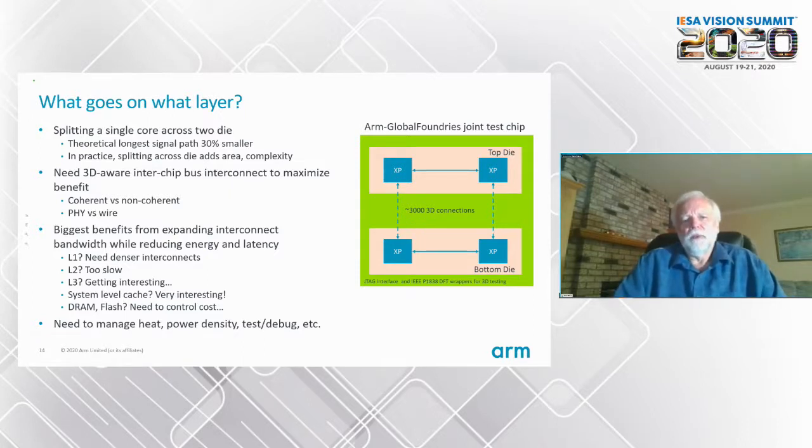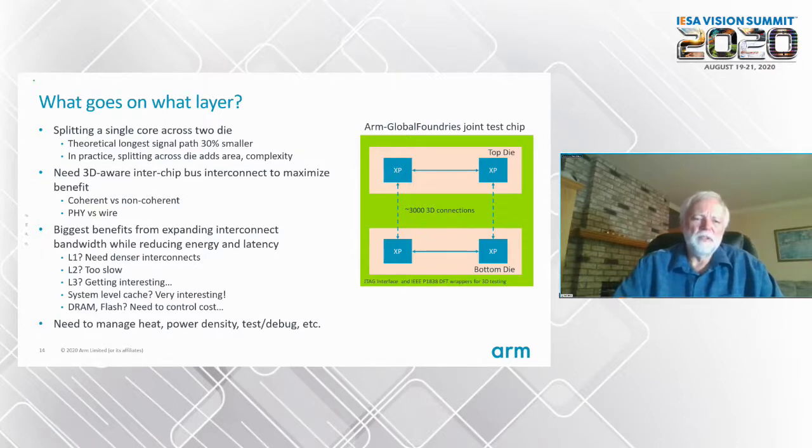On the other hand, stacking multiple cores up and using some kind of 3D interconnect is definitely in the realm of possibility. We have to choose whether we're going to be coherent or non-coherent. We have to choose if we're going to use just a wire connection or build a PHY of some kind. And there's a lot of open questions and a lot of research being done in this area. Effectively, from where we can see benefits, moving an L1 to a different layer, there's probably not enough density in the interconnect at the moment.